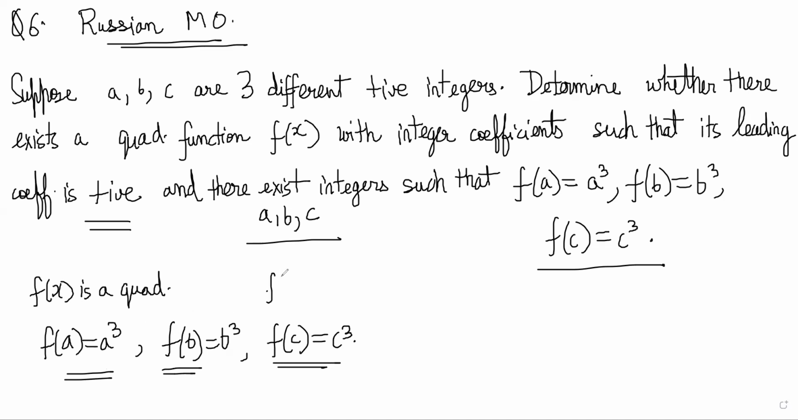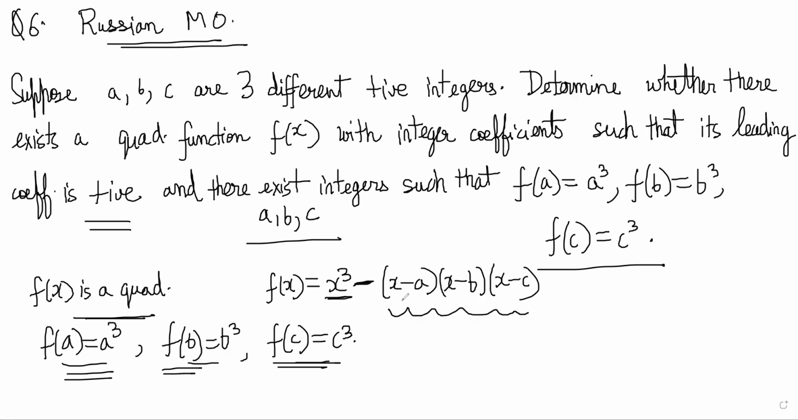So think about it. You can start thinking of f of x as x cube, which will satisfy these three conditions, but it is not a quadratic, right? You need to make it a quadratic in such a way that f of a is still a cube and f of b is still b cube, right? So how can I do that? We need to subtract from x cube somehow, right? So if I subtract a product of x minus a, x minus b, x minus c, right?